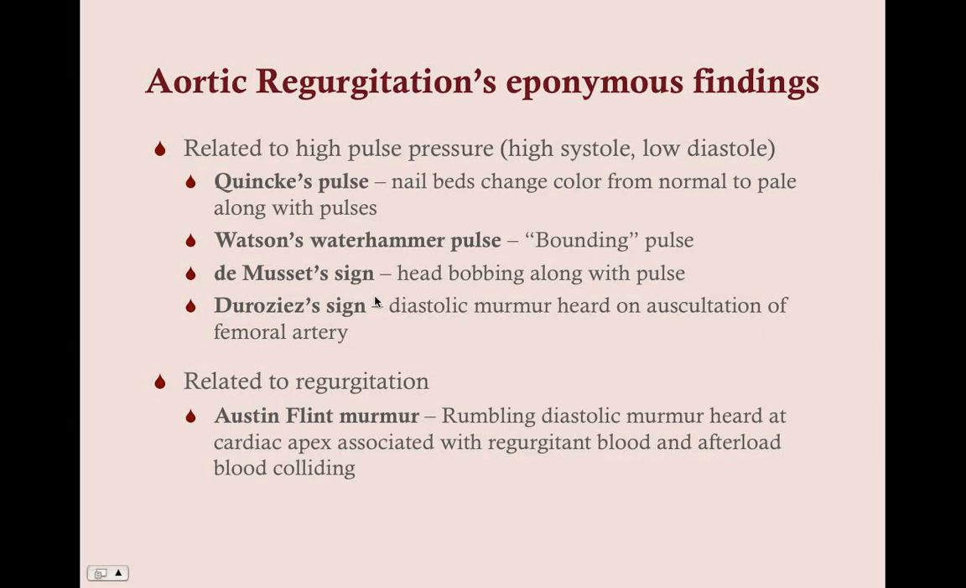De Musset's sign is, this actually is one thing that I have seen in one patient when I was a medical student with aortic regurg. And what this is, when the patient's heart beats, you get sort of a movement of their head, almost like they're very slightly bowing towards you. And that's de Musset's sign.